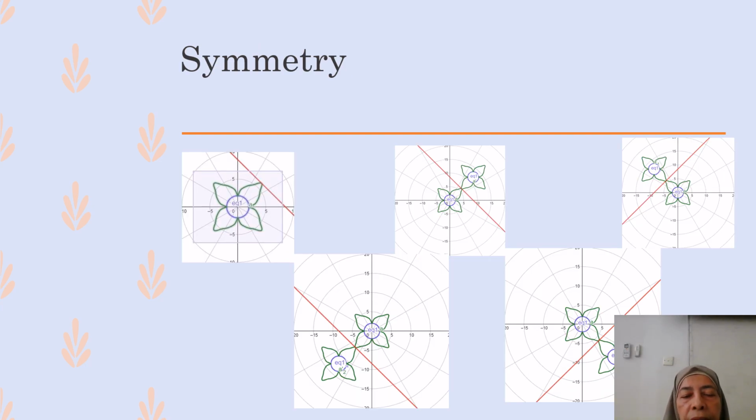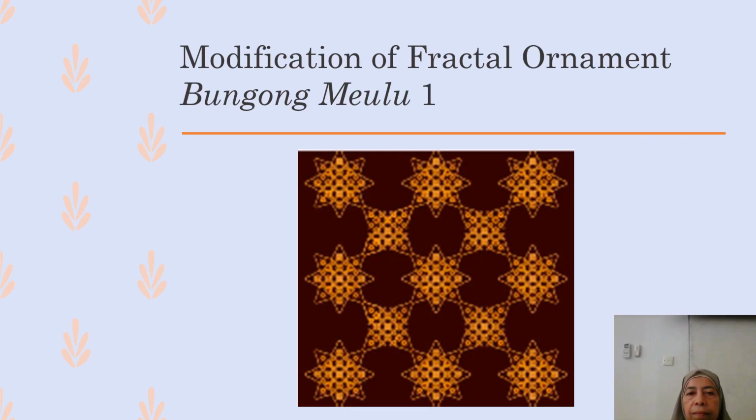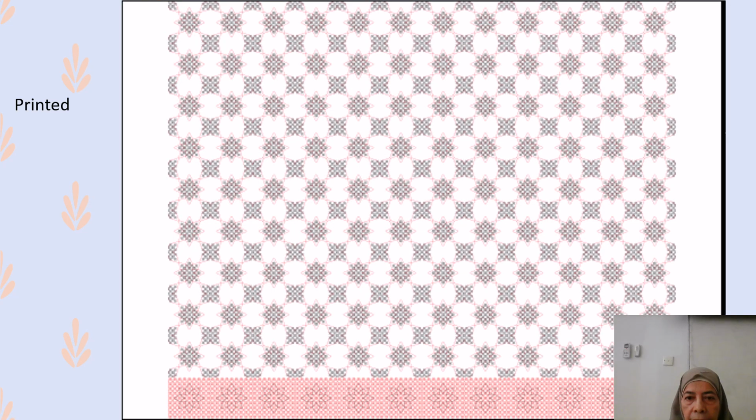Now we can use the symmetry property from before. So the picture will be mirrored either on the top, or on the left, or at the bottom, left or right. And this one is the result of everything for the fractal ornament of Bungong Melu type 1. And when we repeat it many times, it becomes a sheet that we can print as a fabric.